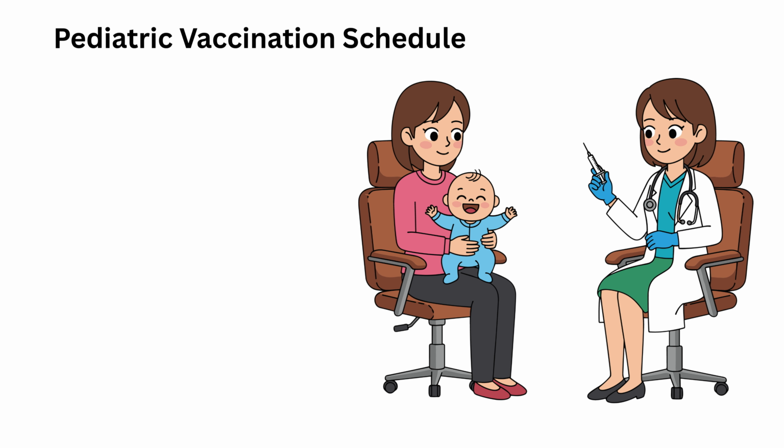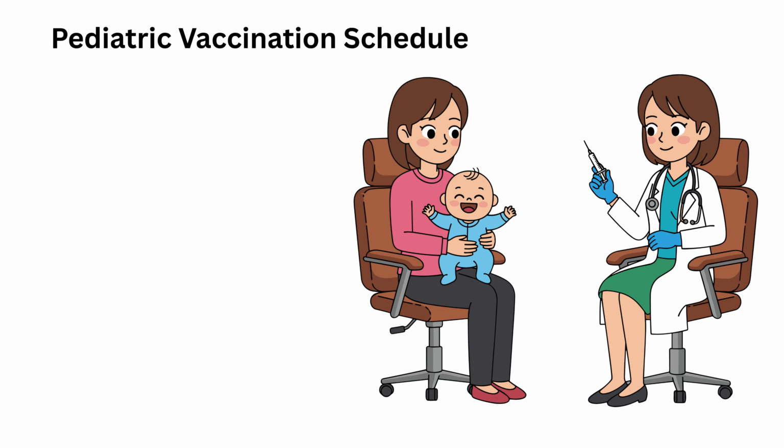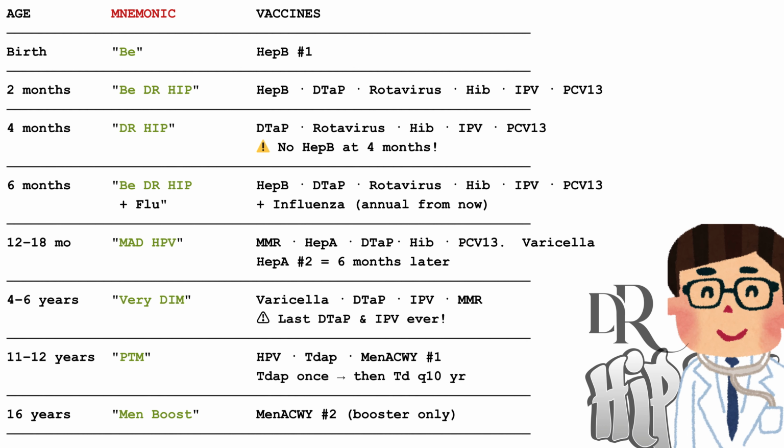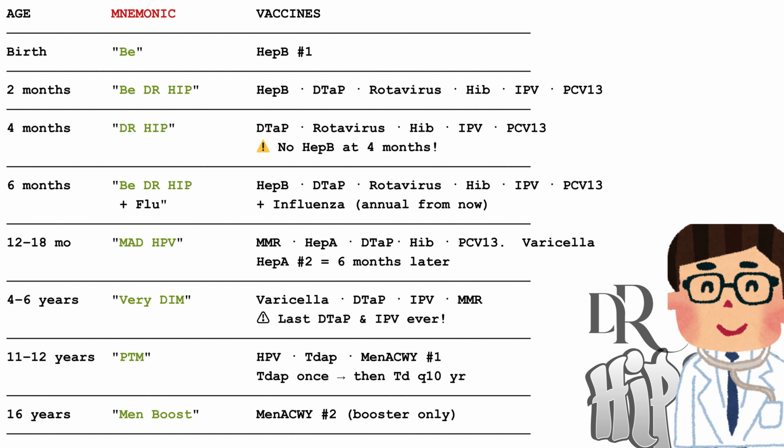Now, let's talk about the pediatric vaccine schedule. I know it feels tough, but I am going to tell you a mnemonic that is going to make your life easier. Just remember the story. At birth, you get B. B is for hepatitis B, baby is born, and hepatitis B number 1 goes in. At 2 months, B Dr. Hip. D is for DTaP, R is for rotavirus, H is for Hib, I is for IPV, P is for PCV, and don't forget, B is for hepatitis B.